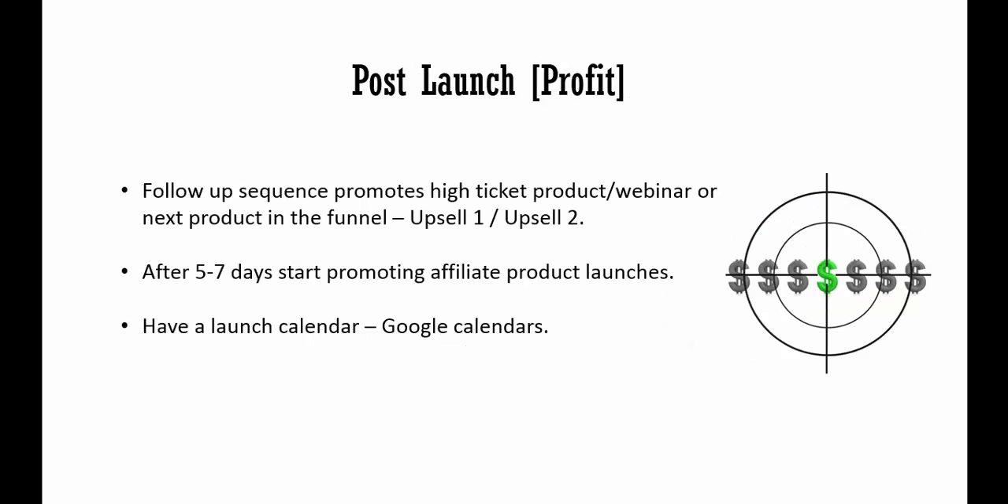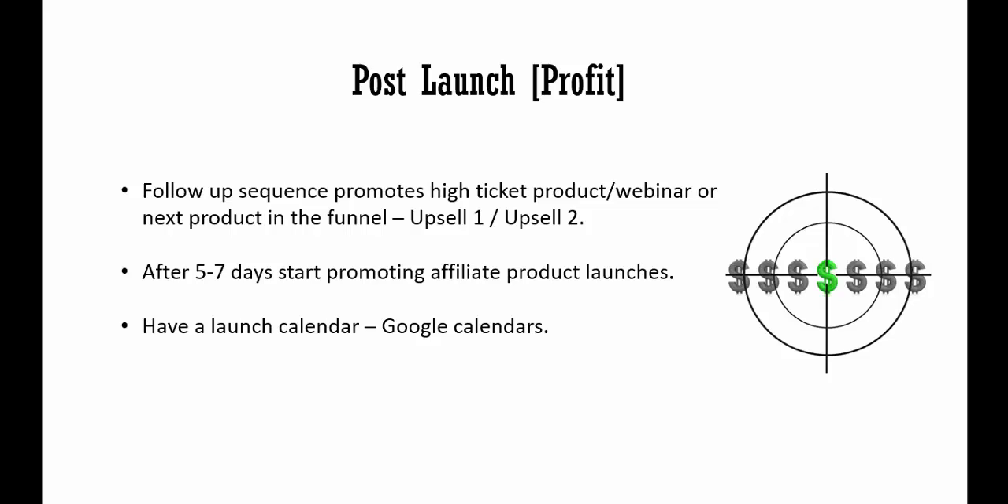Now the final slide is the profit. Now this is where the money comes in. So we covered this in the customer part, the follow-up sequence, promoting a high-ticket product or webinar and getting your customers through your funnel. We've already covered that bit, but it is really important. That is where your profit's going to come from. And then after 5 or 7 days after your follow-up sequence is finished, you can then start promoting affiliate product launches. So maybe for people who have promoted you, affiliates that have promoted you, you can support their launch.